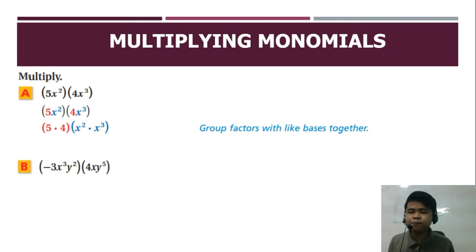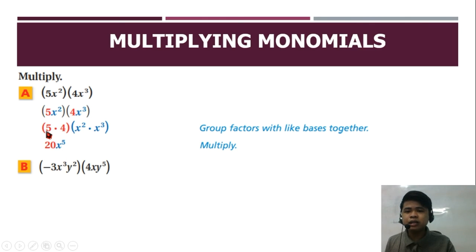The next step is multiply. Multiply 5 and 4 and multiply x squared and x cubed. 5 times 4 is equal to 20. And x squared times x cubed, just simply apply the law of exponents. Kapag same basis, anong gagawin natin? We'll just add the exponents. So it will become 20x raised to the exponent 5.